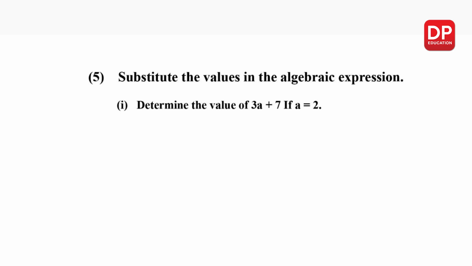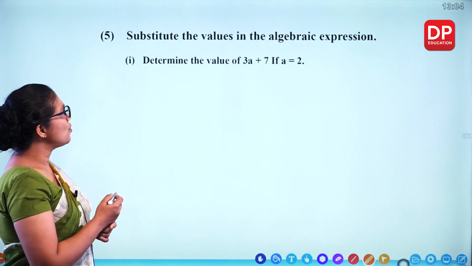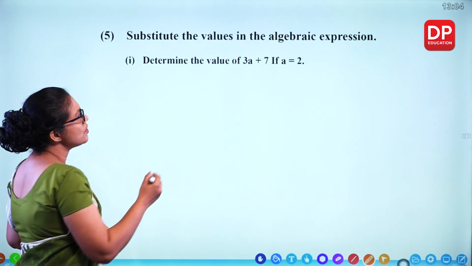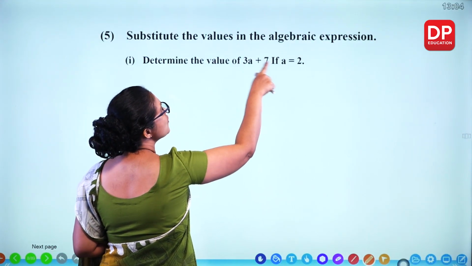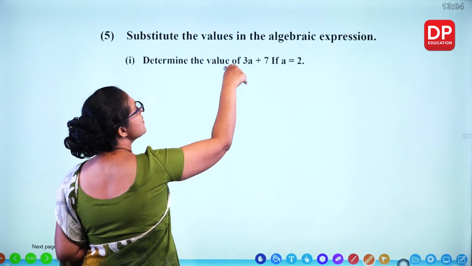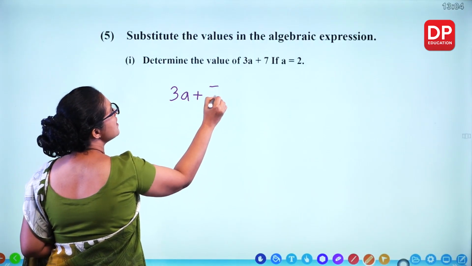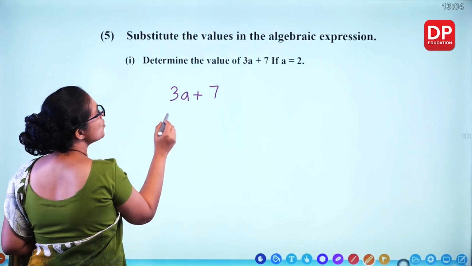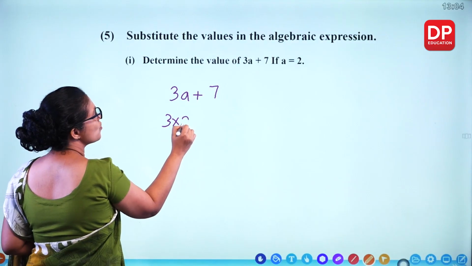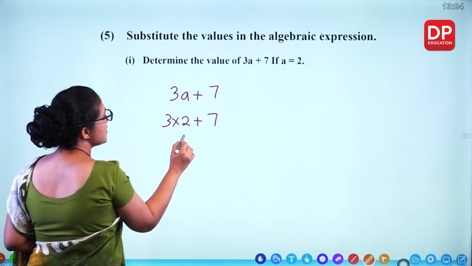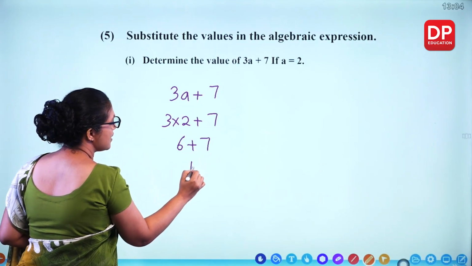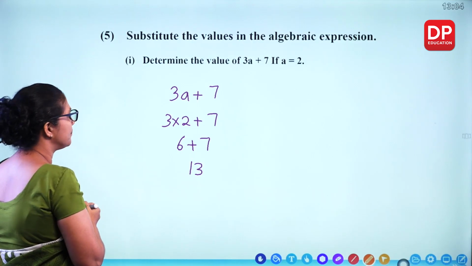Substitute the values in the algebraic expression. What do we do? We substitute the values given. A equals 2 there, so the algebraic term is 3a. How do you do that? First write down the expression. Substitute: a is 2, 3 times 2 plus 7. 6 plus 7, that's 13.